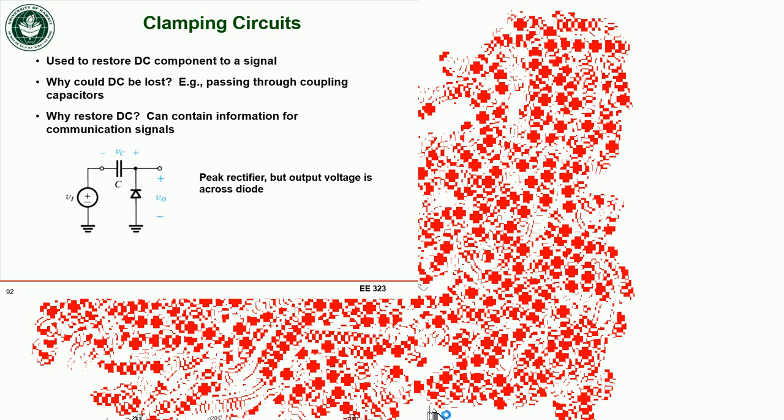You might want to do this because that DC component of the signal might have some information on it. This could be true for different kinds of communication schemes. But you can lose DC when you have the signal go through coupling capacitors. And we'll talk more about this when we talk about transistor amplifiers.